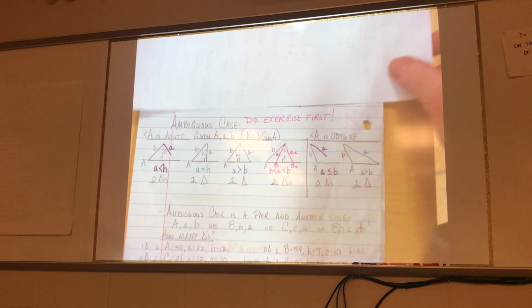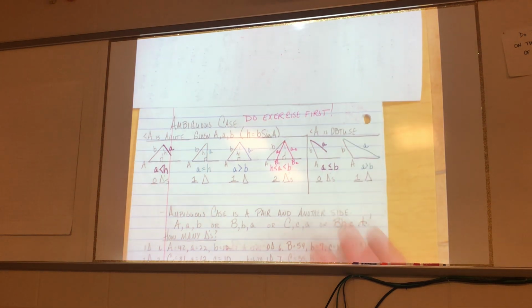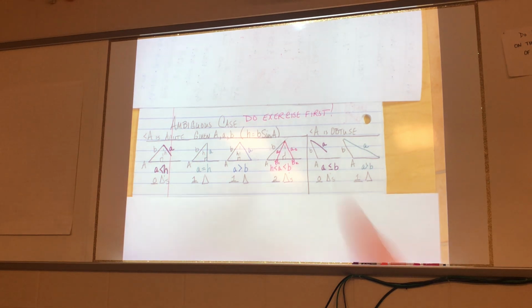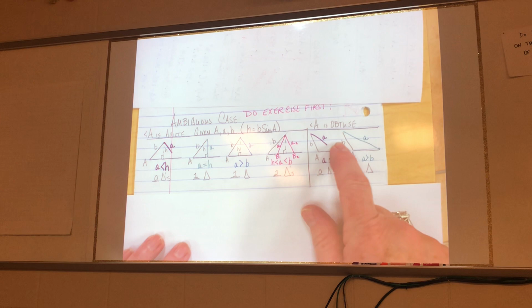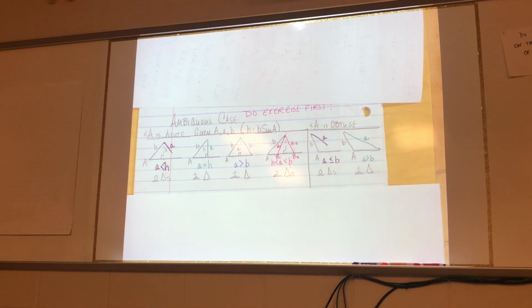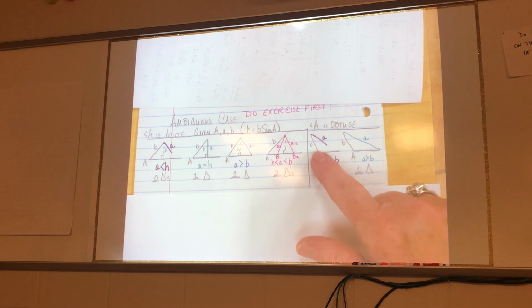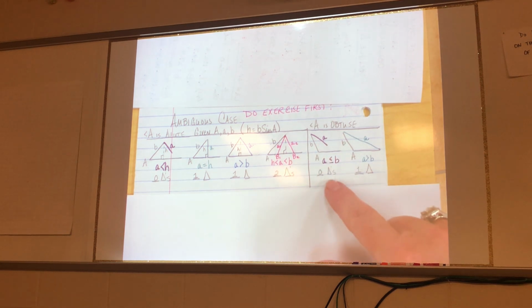All you're doing is this. Just the triangle part? Yes. We did not do an obtuse one. We didn't look at it because really it's very simple. You either have a side that is shorter than this other side, in which case you can't make any triangles, or you have one that's longer than that other side, in which case you can only make one. Okay? So it's the ambiguous case.